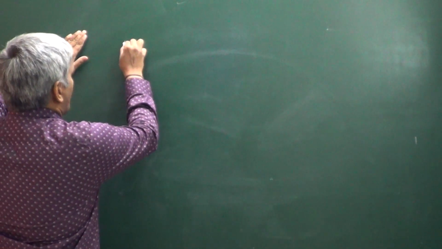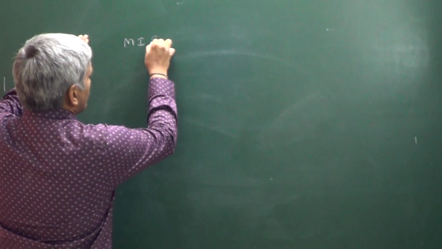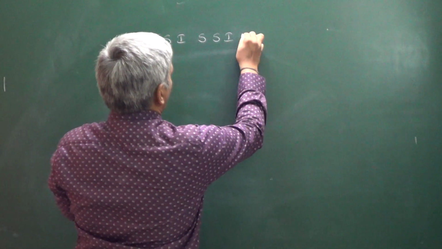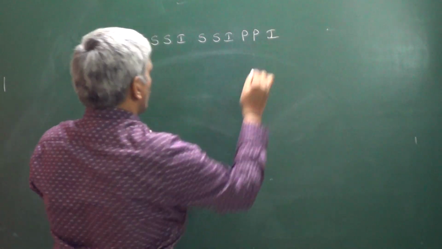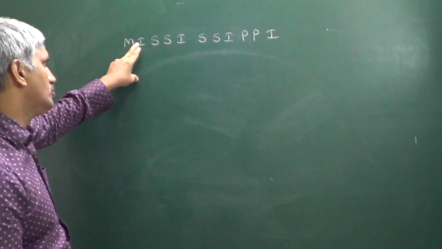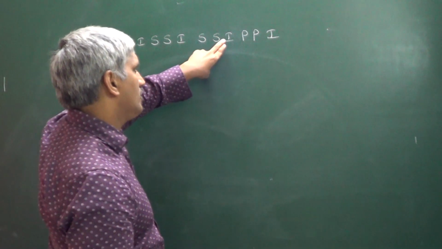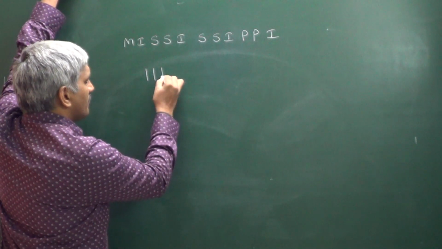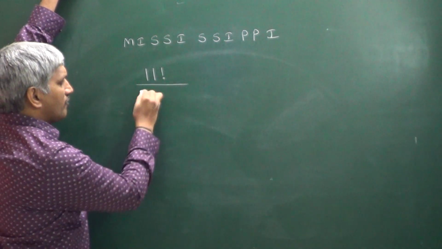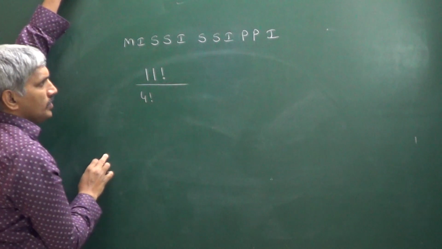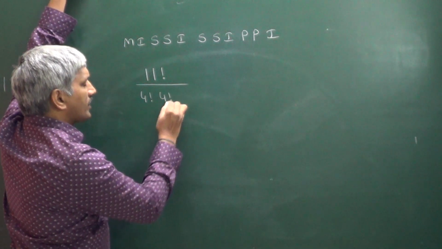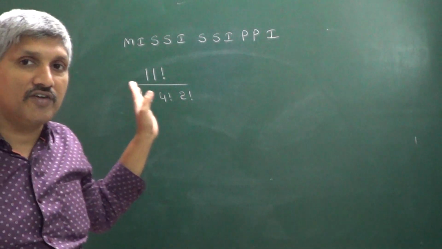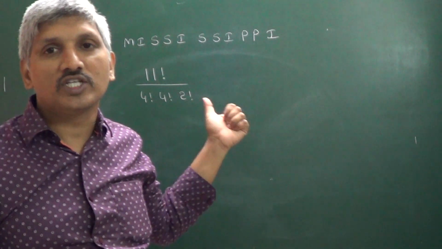Suppose you see the word given like this, MISSISSIPPI. In total how many letters are there? 1, 2, 3, 4, 5, 6, 7, 8, 9, 10, 11 letters. So they can be arranged in 11 factorial divided by: I is there 4 times, that's why 4 factorial; S is there 4 times, that's why 4 factorial; P is there 2 times, that's why 2 factorial. These many different words can be formed by using the letters of the word MISSISSIPPI.